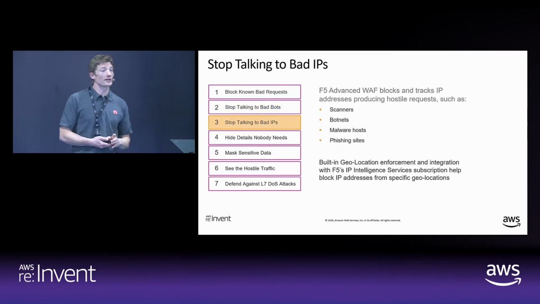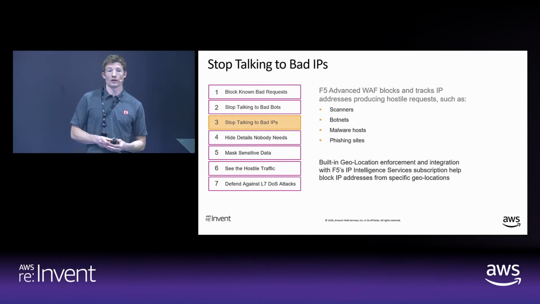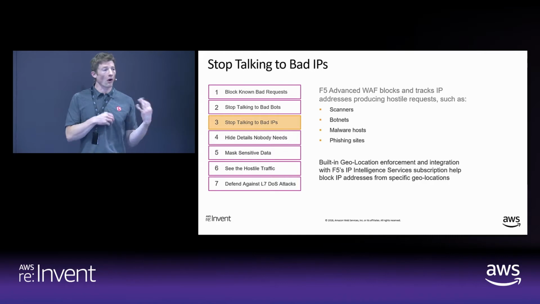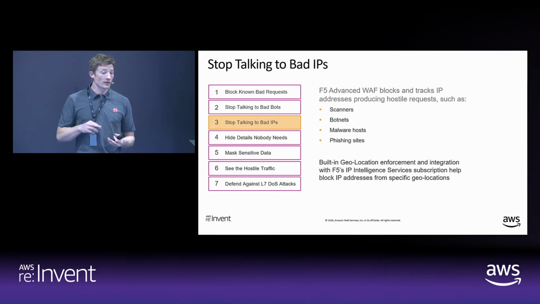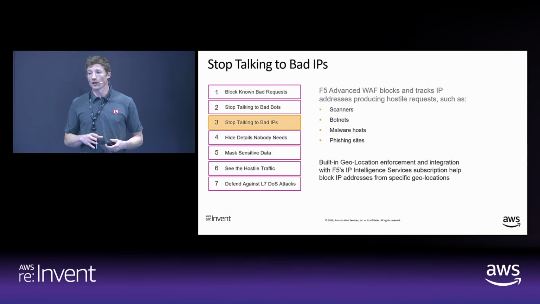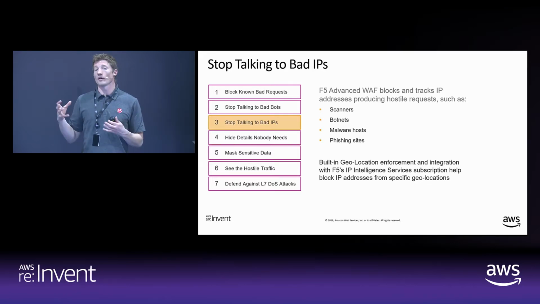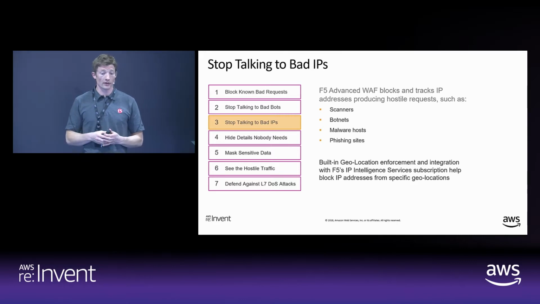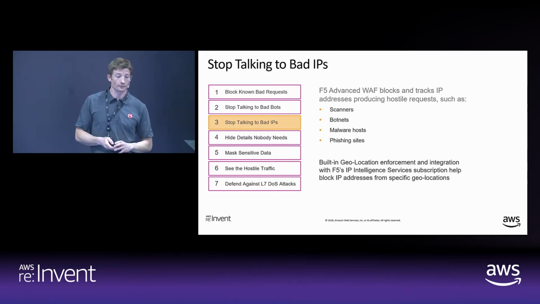We need to stop talking to bad IPs. We know that there are certain networks and systems that are used exclusively for malicious purposes, and that just aren't our customers, right? These could be scanners, these could be botnets, they could be malware hosts, phishing sites. You could also use geolocation to manage who you're communicating with. If you know all of your customers typically exist within a certain area, you can use that information to inform your security solutions and classify connections and clients based on risk. So again, a great option available to you.